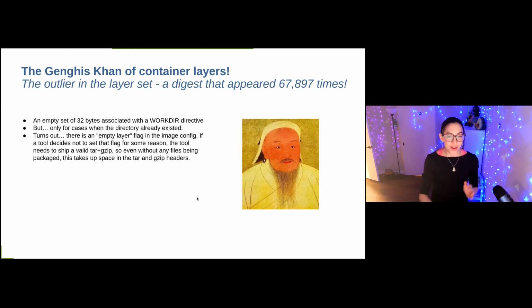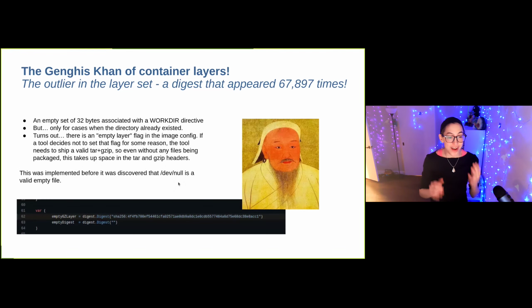So it turns out there's this empty layer flag in the image config. And if a tool decides not to set that flag for some reason, because it still needs to ship a valid tar gzip, even without anything being there, it basically needs to generate this digest. And so this thing takes up space in the various headers, but it's nothing, it's empty. And actually this was implemented before it was discovered that /dev/null is actually a valid empty file.